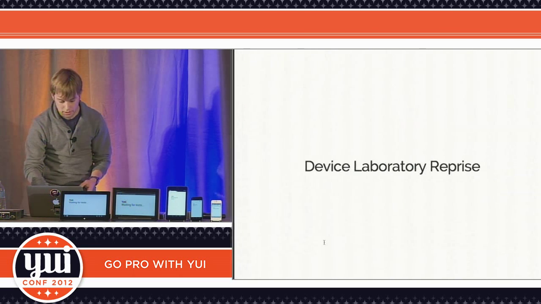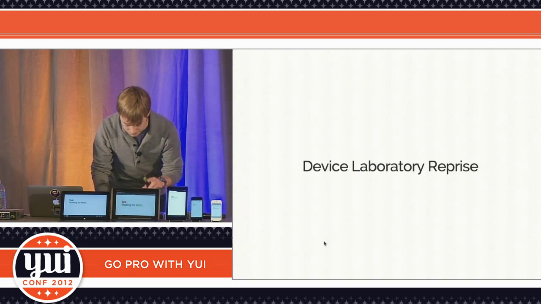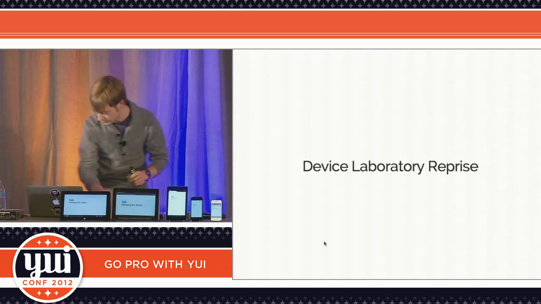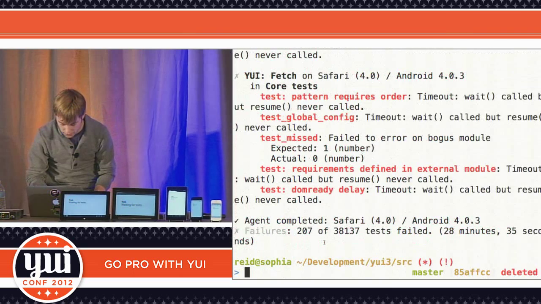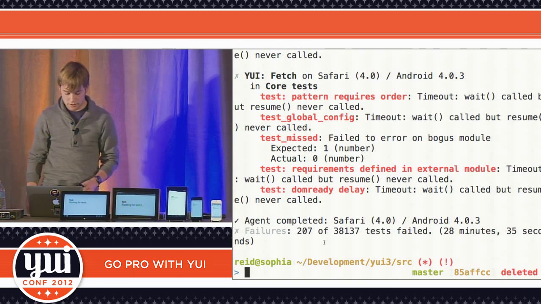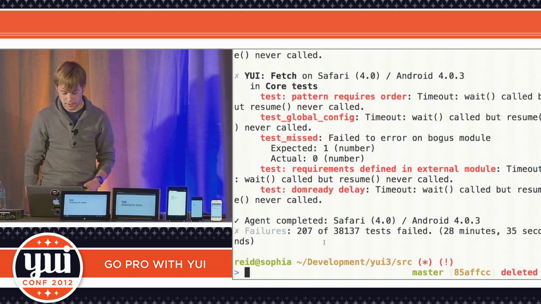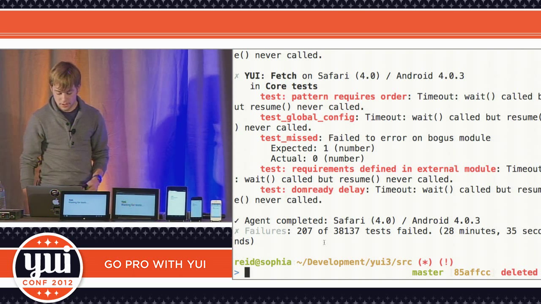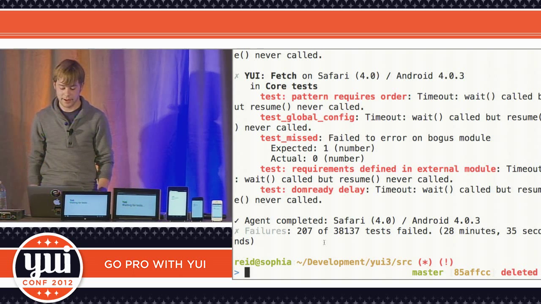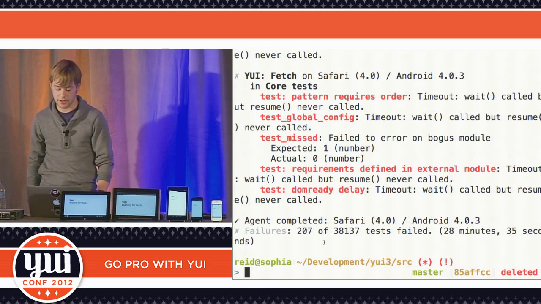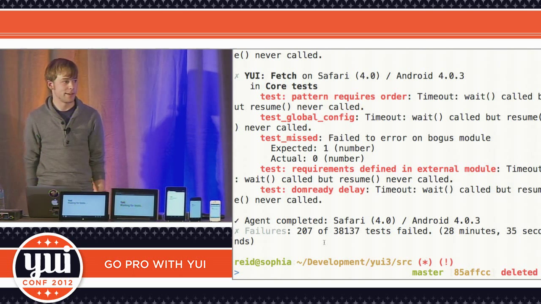Anyway, everything is finished except for this ASUS. Well, now it's finished, so I can return back to it and get a result at the end. There we go. In 28 minutes, 35 seconds, we've tested 38,137 tests. I think that's pretty cool. And we only had 207 of those fail. I think that's pretty neat. Yeah, thank you.